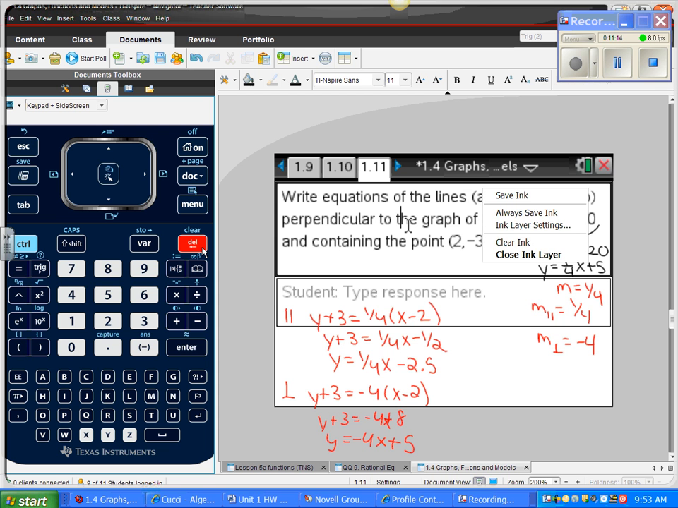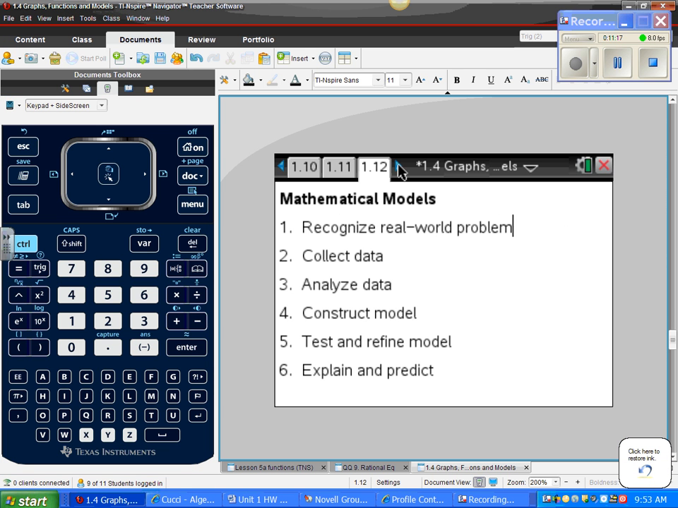Okay, next page. All right, so mathematical models. The steps for creating a mathematical model are: first, you need to recognize that the problem is actually a real-world problem. Then you have to collect the data, analyze the data, and construct a model. You have to test and refine or change that model so that it fits your needs. And then you have to explain and predict. Those are the steps we follow when we're creating these mathematical models that fit our real-world applications.